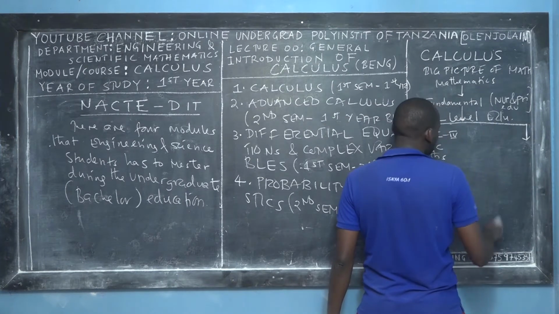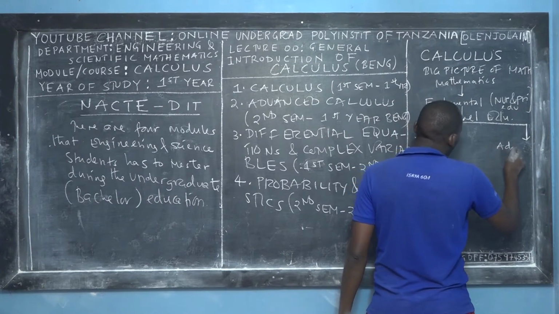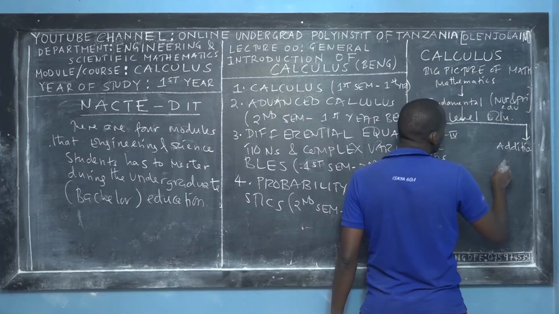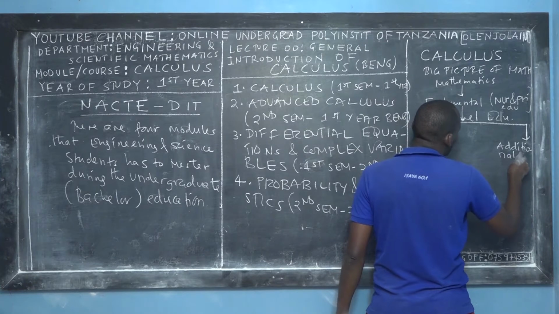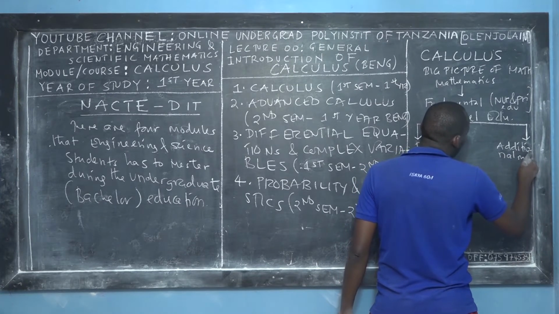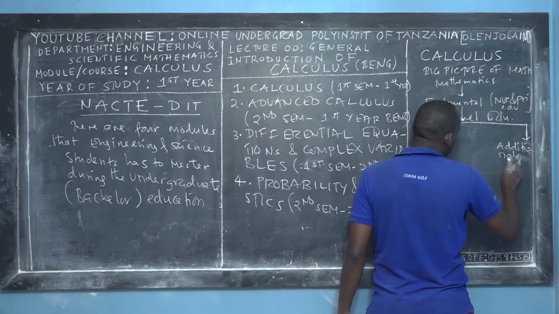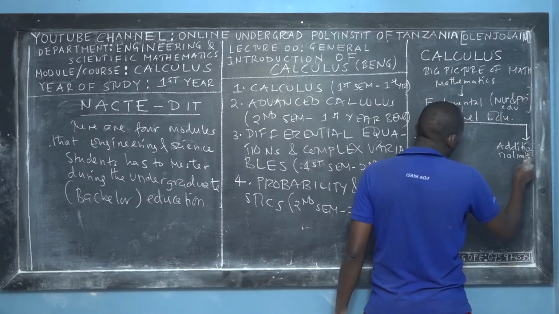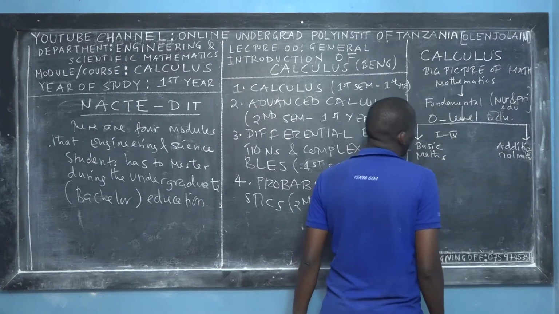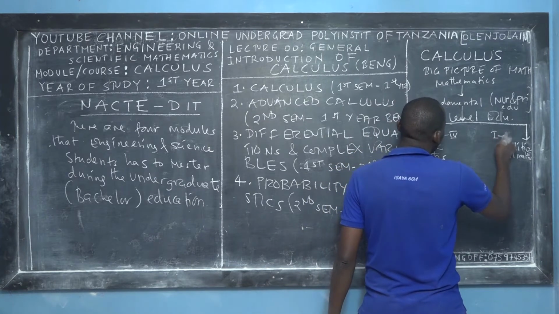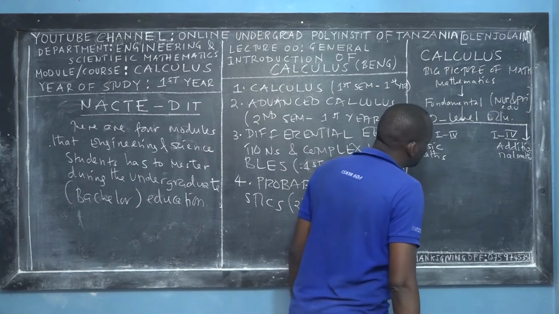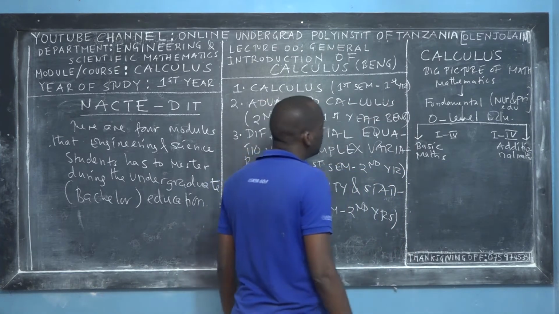Some O-level schools, and even some of the students, also learn a subject called additional mathematics. This subject is a little bit advanced and conceptual, but for the lovers of mathematics, it's not a great deal. It is a preparation for advanced mathematics, also from Form 1 to Form 4.